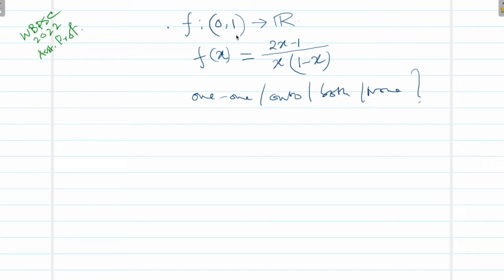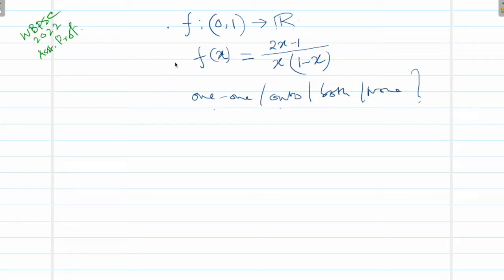In the problem, a function f is given to you whose domain is the open interval (0, 1), this is important, and the codomain is the full set of real numbers R. The expression of the function is also given: f(x) = (2x - 1)/(x(1 - x)). You have to check whether the function is one-one or onto.